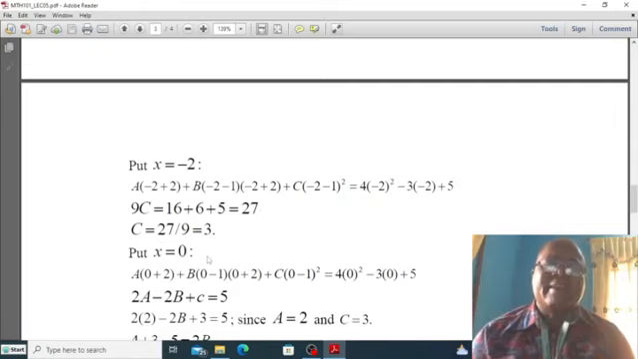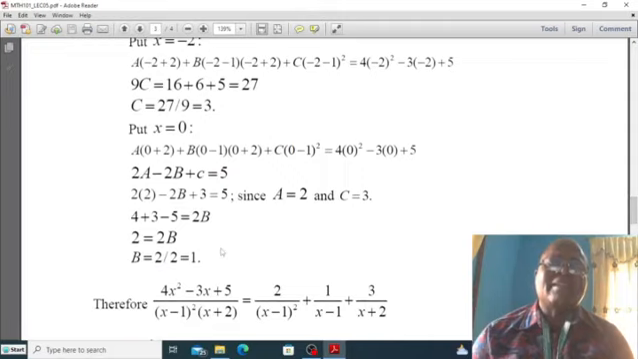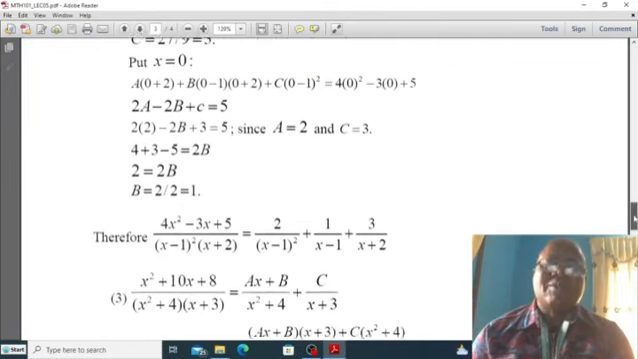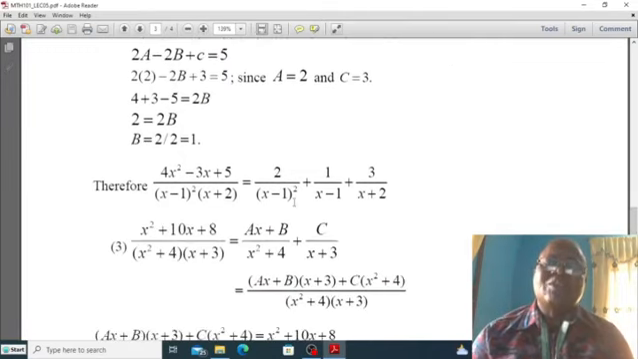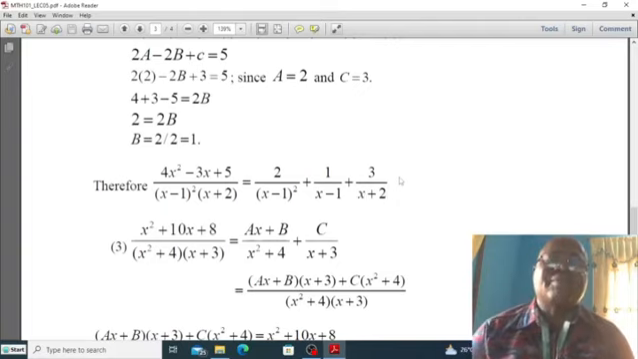And again, we put x equal to 0 for both left and right hand side. In that case, finally you get b equal to 1. Now, the algebraic fraction becomes 2 over x minus 1 squared plus 1 over x minus 1 plus 3 over x plus 2 when you substitute the values of a, b, and c into the main algebraic fraction.